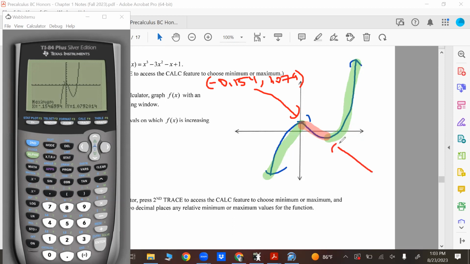The low point. Let's find the low point here. You go back, second trace. Now you do option 3. You go a little bit to the left of the low point, a little bit to the right of the low point. Hit enter. I get 2.155 and negative 5.079.